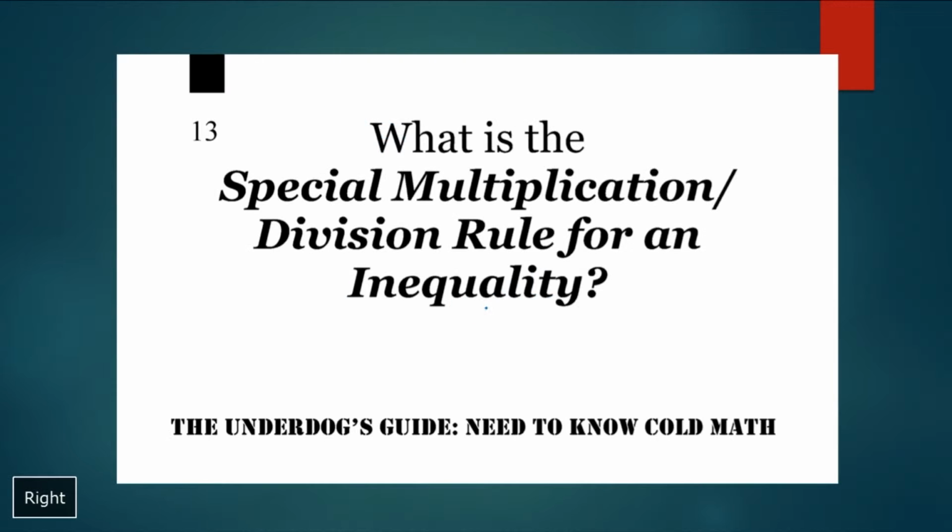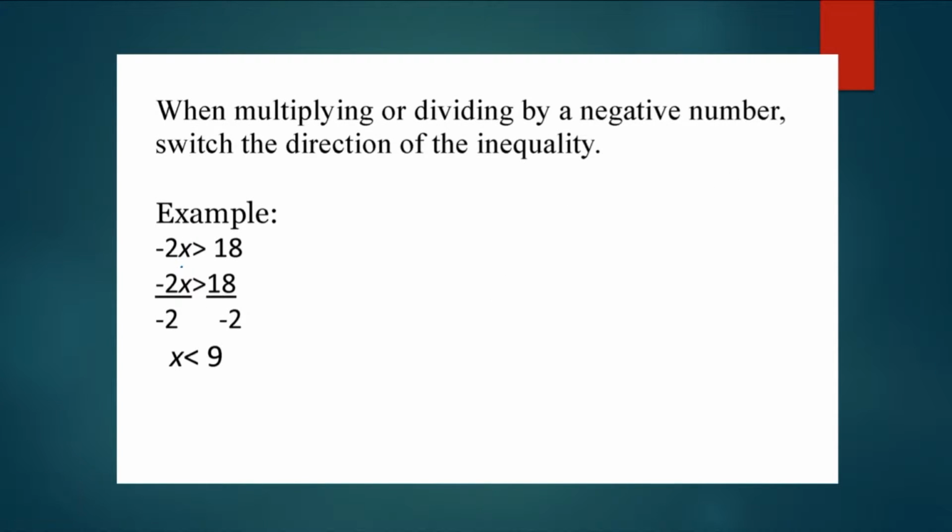Let's move on. What is the special multiplication division rule for an inequality? Well, that's going to be to flip the sign anytime you multiply or divide by a negative number. Please notice the example here. If we divide by -2, the inequality flips, or changes direction, I should say.